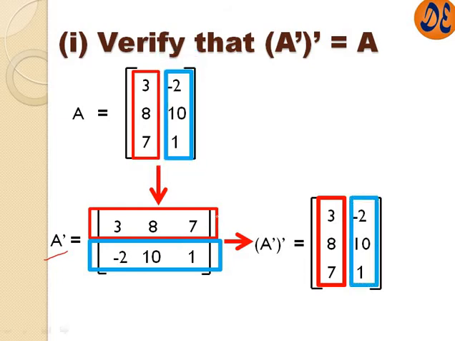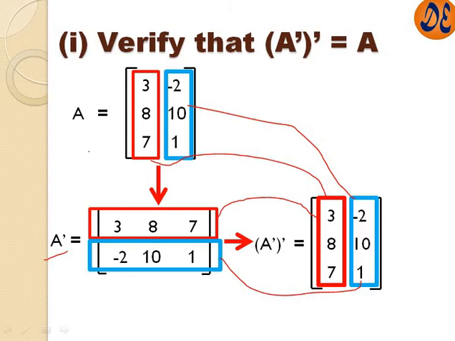So here you see that this row is becoming column, and this row is becoming this column, and again this and this column are the same. That means if we are transposing a matrix, and again transposing that, then we are getting the original matrix again. So this is the matrix A here, you can see clearly.